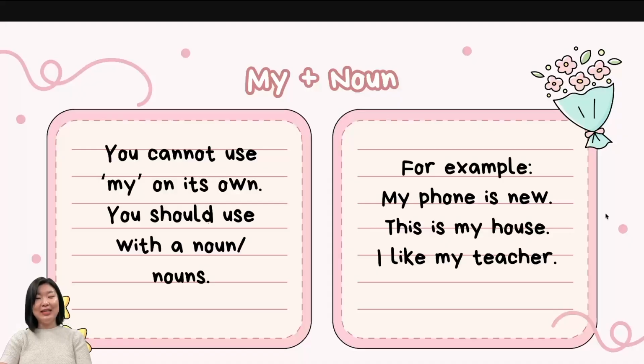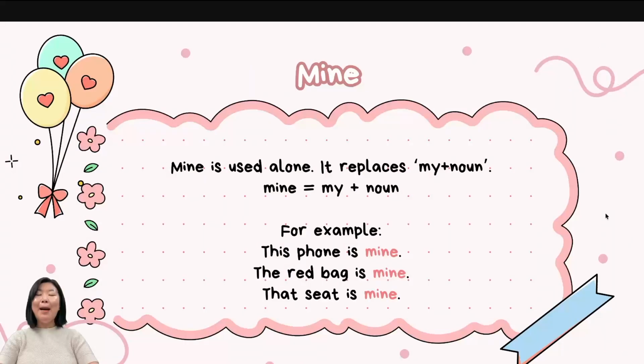Let's take a look at the example. My phone is new. So here you can see the phone is mine. This is my house. So whose house is it? It's my house. I like my teacher. Whose teacher? My teacher.